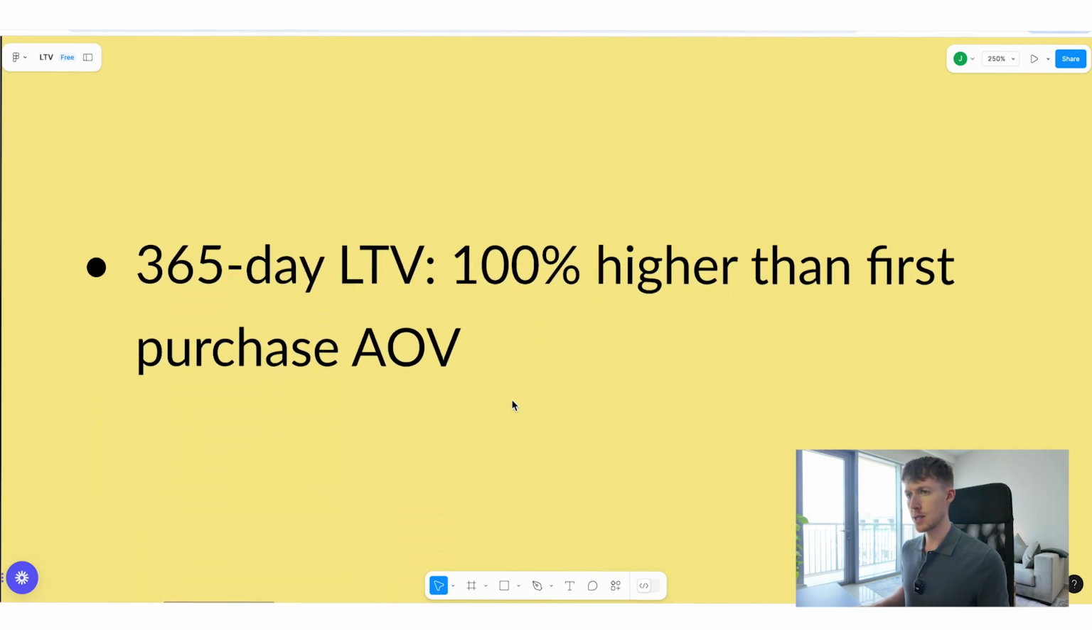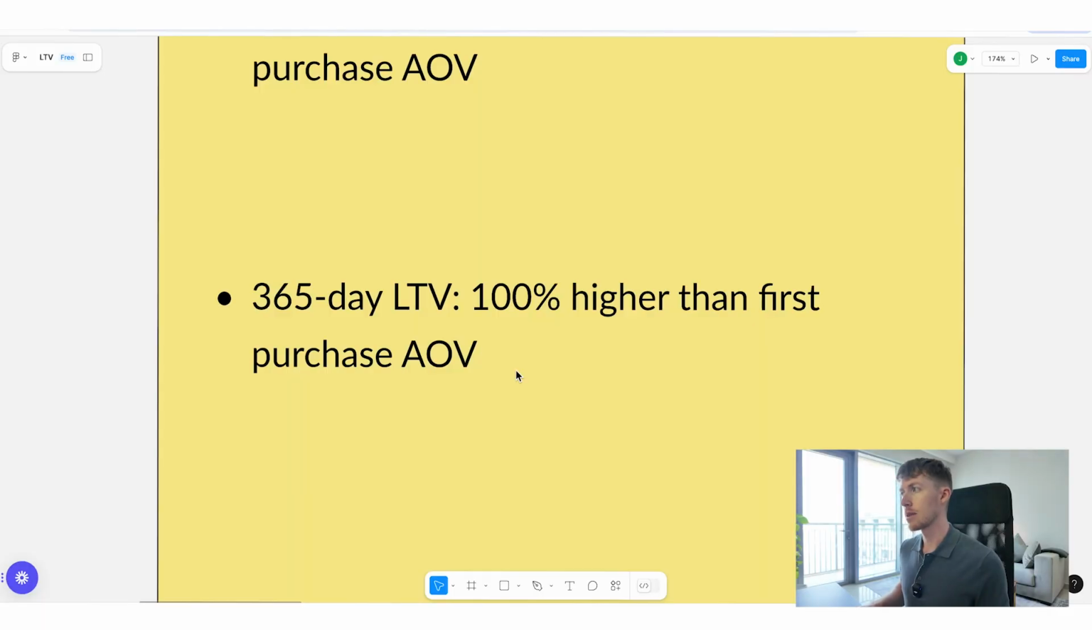The other one is a 365-day LTV, so it's 12 months. And the gold standard here is for that to be 100% higher than the first purchase AOV. So going back to the first example, if our first purchase AOV is $100, the 365-day LTV target, 100% higher, would be $200, right? So our LTV over a 12-month period would need to be $200 for us to hit this 100% benchmark. So hopefully that gives you some insight into, first of all, assigning timeframes, right, to your LTV numbers, but then also benchmarks for what you should be able to achieve within that.